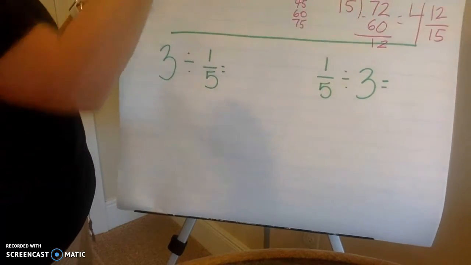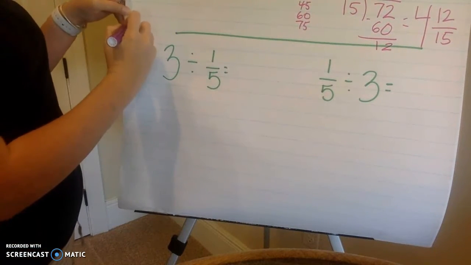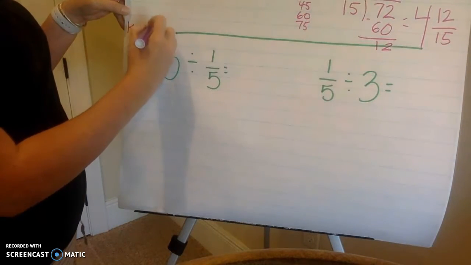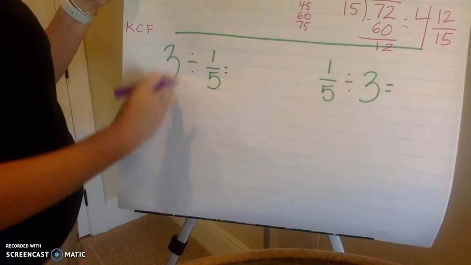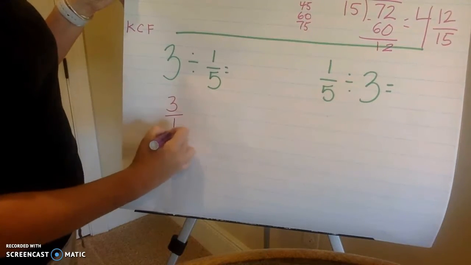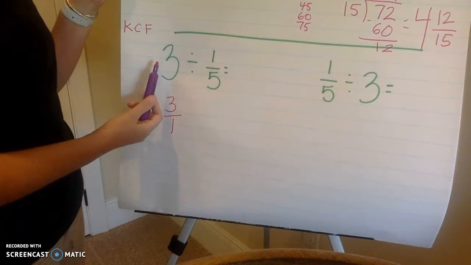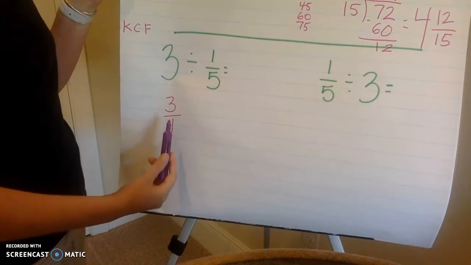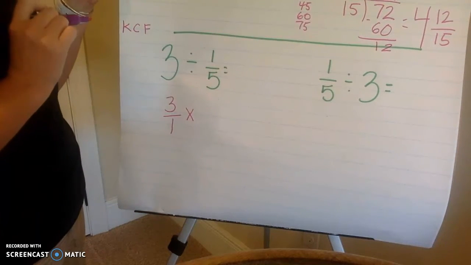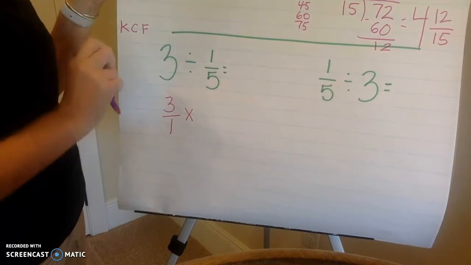So I know, if you can remember, after we did our models and our investigation, we came up with really all we can do is keep, change, flip. So we keep our first fraction the same. Well, we know 3 and 3/1 is the exact same thing because 3 divided by 1 still gives me 3. So we're going to go ahead and move this into a fraction. Okay, so we're keeping it. We're changing the division into a multiplication sign, and then we're flipping the second fraction only.